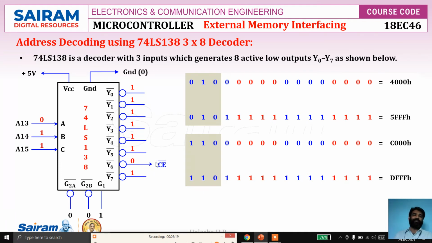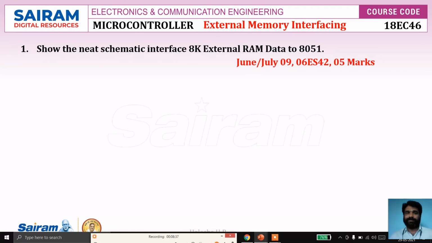So this is how we can have 8 different address ranges. If we use 74LS138, we can have 8 different address ranges. So this is address decoding using 74LS138.